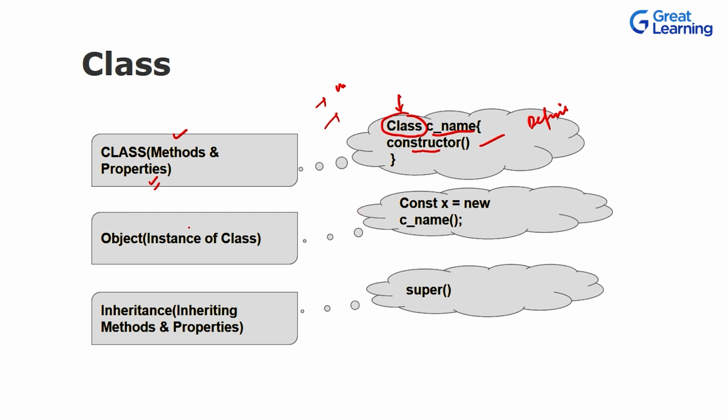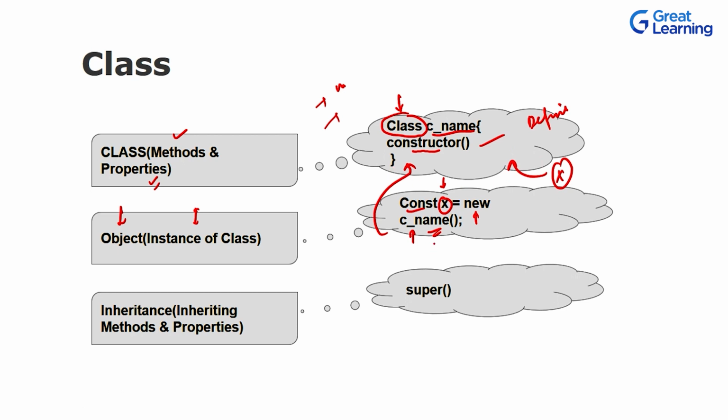Then how do you declare an object? An object is nothing but an instance of a class. That means this is the actual instance of your class. Earlier you had a blueprint, now this is the actual instance. So you use the keyword new for allocating the memory, and this is the name of the class. That means you're calling this constructor over here. And then you have the keyword const, and this is the object reference. This x is your object. With the help of this x, you can call properties or methods of the class.